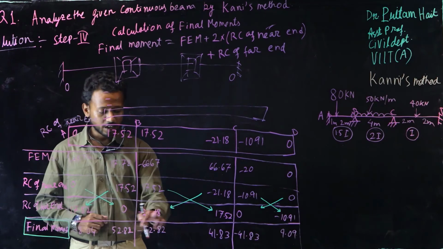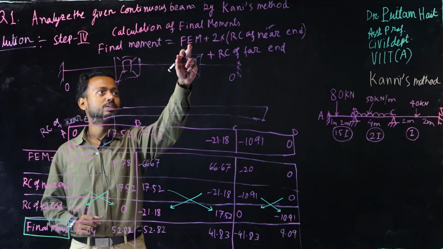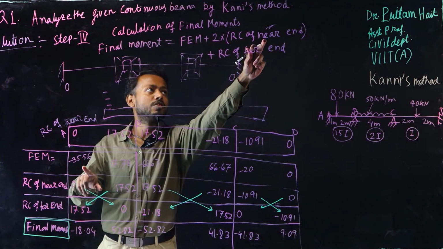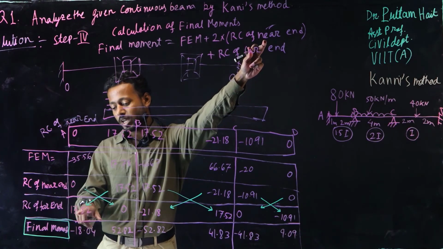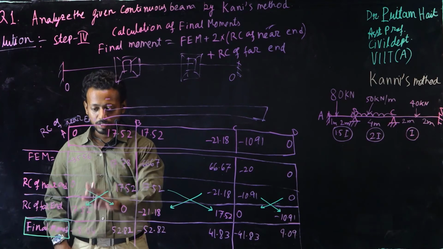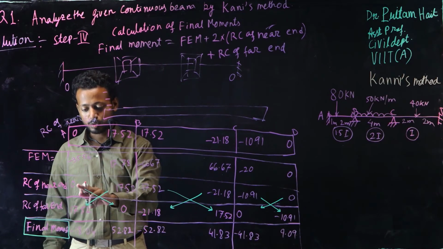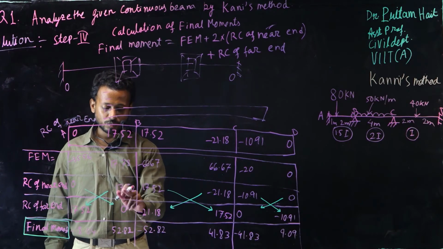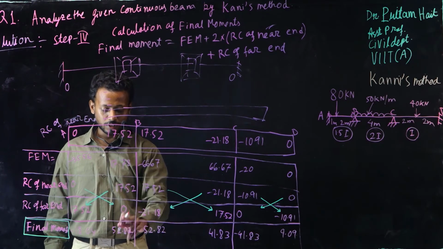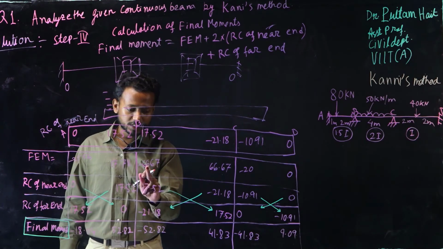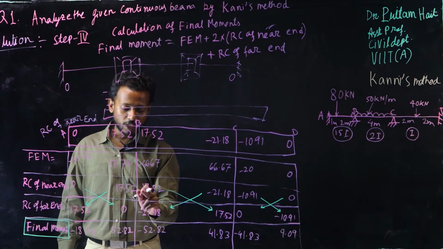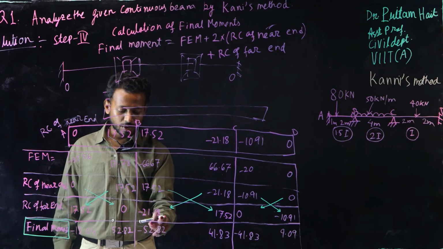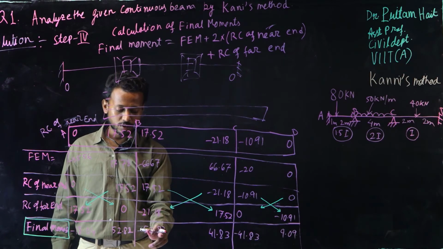rotation contribution far end. So first you use this formula, fixed end moment plus 2 into rotation contribution of near end, 2 into this plus this, you will get this. So this plus 2 into this plus this equals to this. Minus 66.66 plus 2 into 17.52 minus 21.18 equals to minus 52.82.